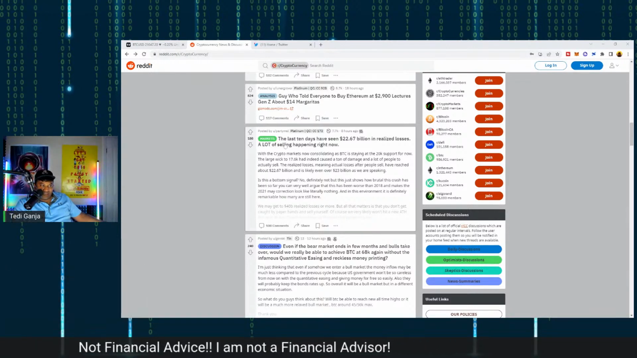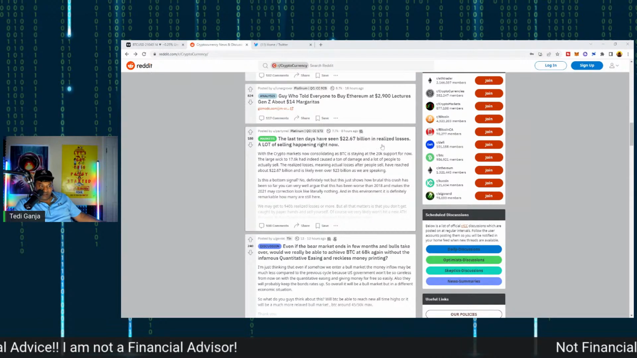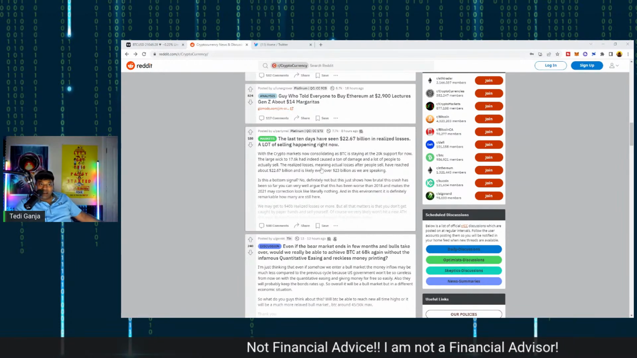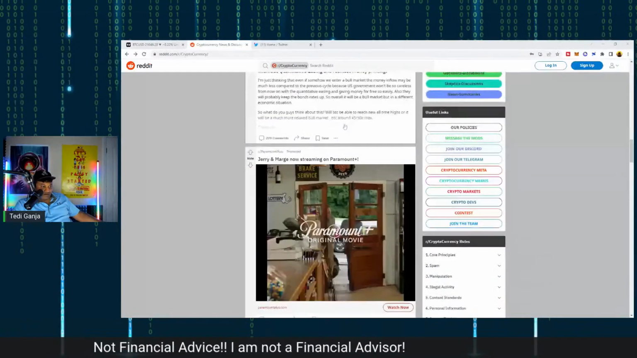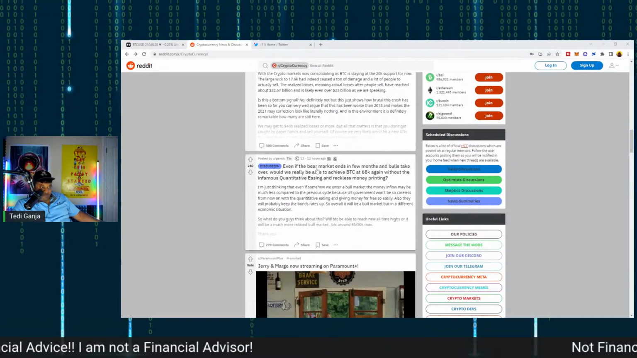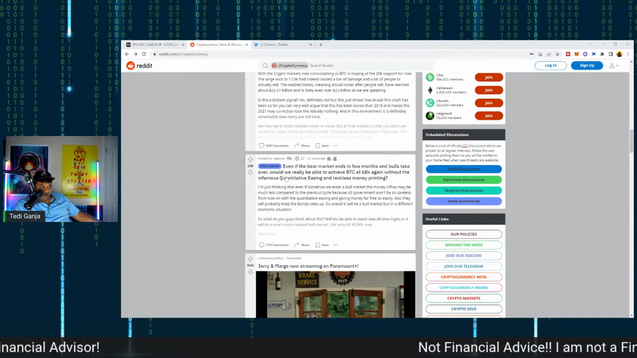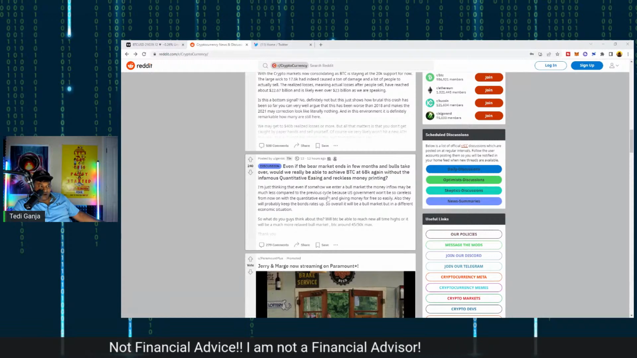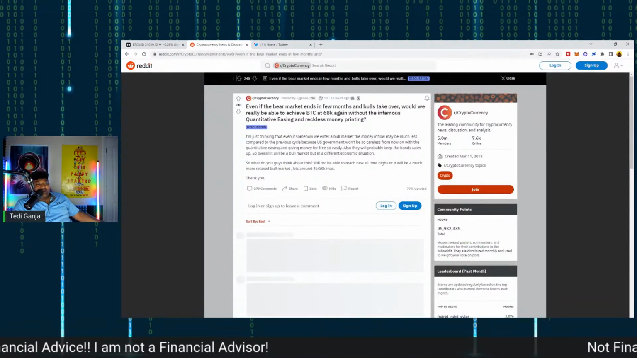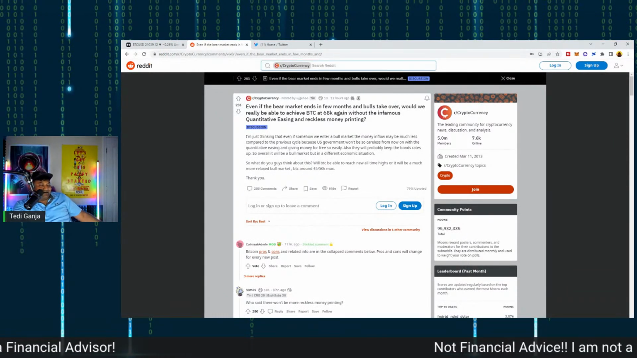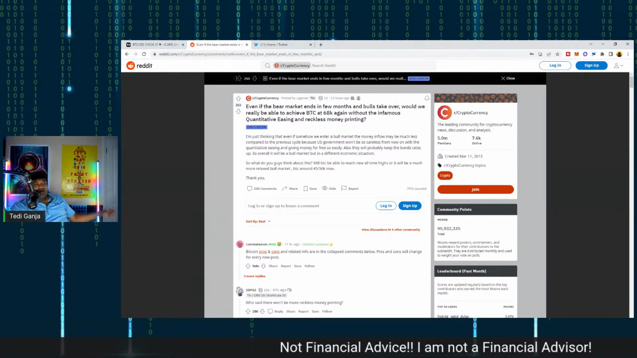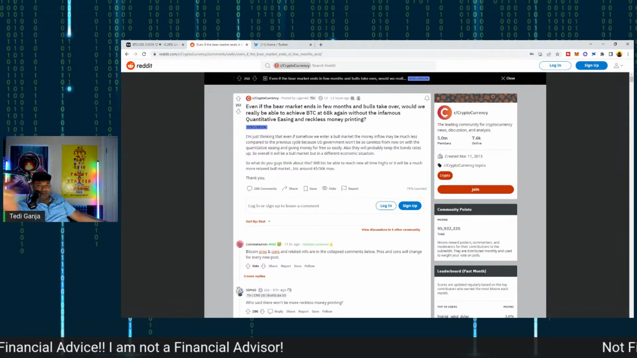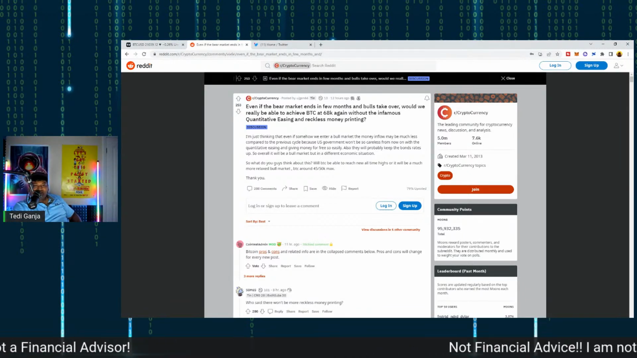Wow. The last 10 days have been 22.67 billion in realized losses. A lot of selling happening right now. And Bitcoin may still go down to the next support level, but right now it's hugging around that level. Even if the bear market ends in a few months and bulls take over, would we really be able to achieve Bitcoin at 68K again without the infamous quantitative easing and reckless money? The reckless money printing is going to happen no matter what. You really don't think, oh guys, however much money we printed, that's it, no more new money coming in? No, they're going to keep on printing money, bro. They've been printing money since the 1900s.